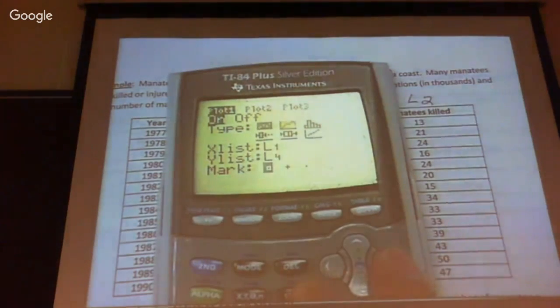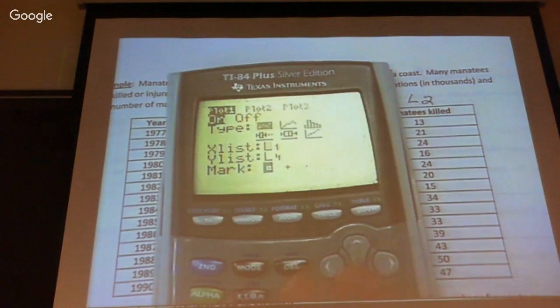The second picture is a scatter plot with the dots we connected with line. We don't want it connected. We just want the dots. Are we okay? Then we do X, which for me is in list 1, you too probably. Y is list 2, double check that. And then you get to choose, do you want your dots to be a box, a plus, or a dot? I prefer the box. So make sure your plot is on. You chose scatter plot. X is list 1, Y is list 2. Questions there?